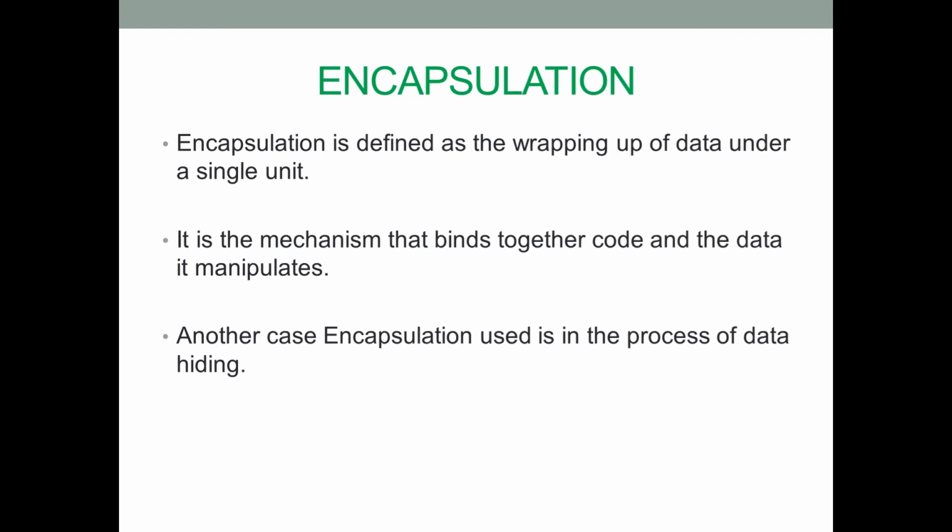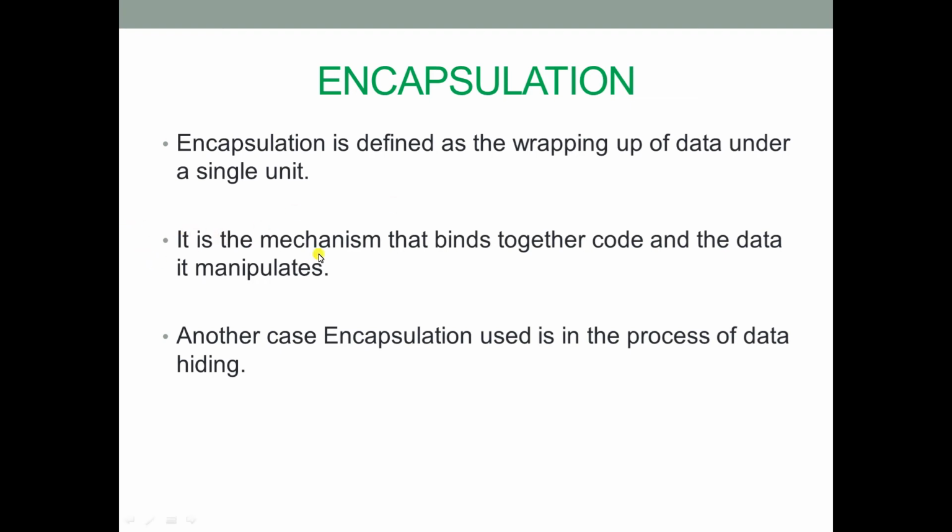The next important core concept of OOPS is encapsulation. Encapsulation is defined as the wrapping up of data under a single unit. We have discussed classes and objects earlier, and that they are closely related. A class has a name, properties or attributes, and behavior or functions. The binding of these properties or attributes with the behavior or functions of that class is what is referred to as encapsulation. That is what we have written here.